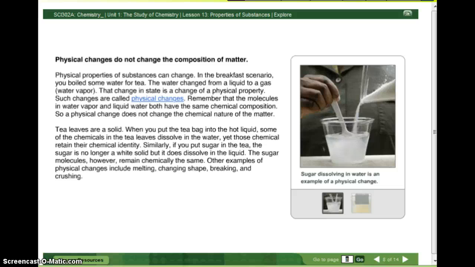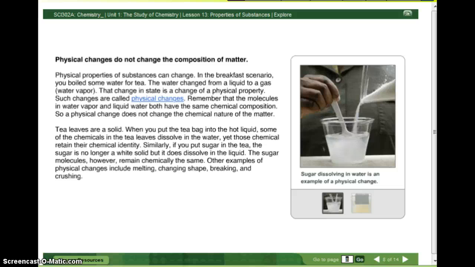So in other words, even though it dissolved and you can't see it, the sugar is still there. If you let the water evaporate, or you boiled the water, at the bottom of the container would be sugar again. Or at the bottom of the container would be the chemicals that came out of the tea leaf. But they're still the tea's chemicals. It's still sugar. It's still C6H12O6. Therefore, it is a physical change.